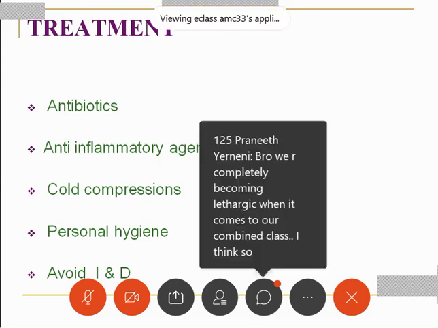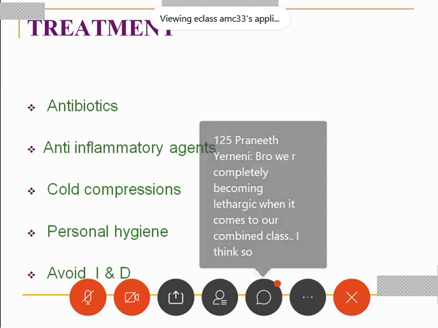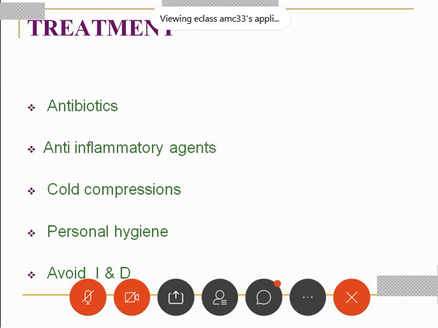But once it is complicating, like getting into cellulitis of the nose, hot applications or hot fomentations are more dangerous. Antibiotics, usually broad spectrum antibiotics, gram positive, gram negative coverage, and metronidazole and all should be given. Anti-inflammatory agents like paracetamol, depending on the doses, depending on the child's weight, you have to give.